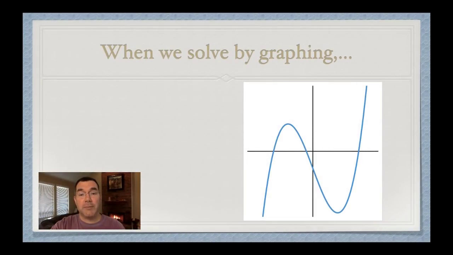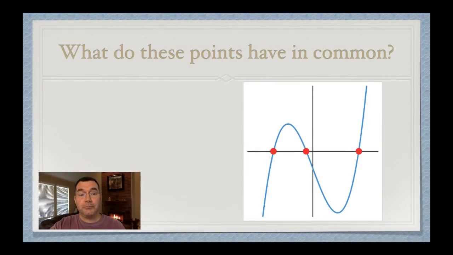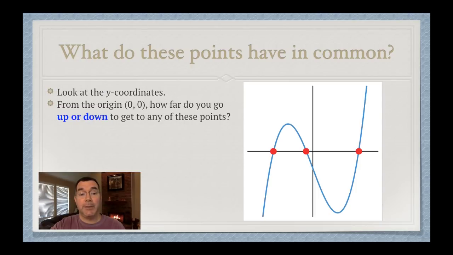When we do solve something by graphing, here's what we mean by that. We're just going to look at where the graph crosses the x-axis. Okay, so why is that? Well, all the points that are on the x-axis have the same y-coordinate because you really don't have to go up or down to get to any of those points. So what that means is the y-coordinate for all of those points is 0.